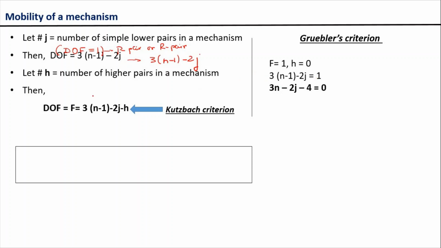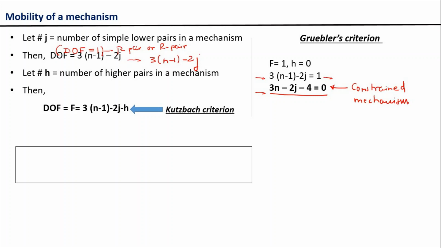So, we know that 3(n-1) minus 2j minus h is equal to the degree of freedom of a planar mechanism. Now, if the degree of freedom of that mechanism becomes equal to 1, this equation gets modified to 3(n-1) minus 2j equal to 1, and finally the resultant equation becomes 3n minus 2j minus 4 is equal to 0. So if any mechanism satisfies this criteria, that mechanism is called a constrained mechanism.